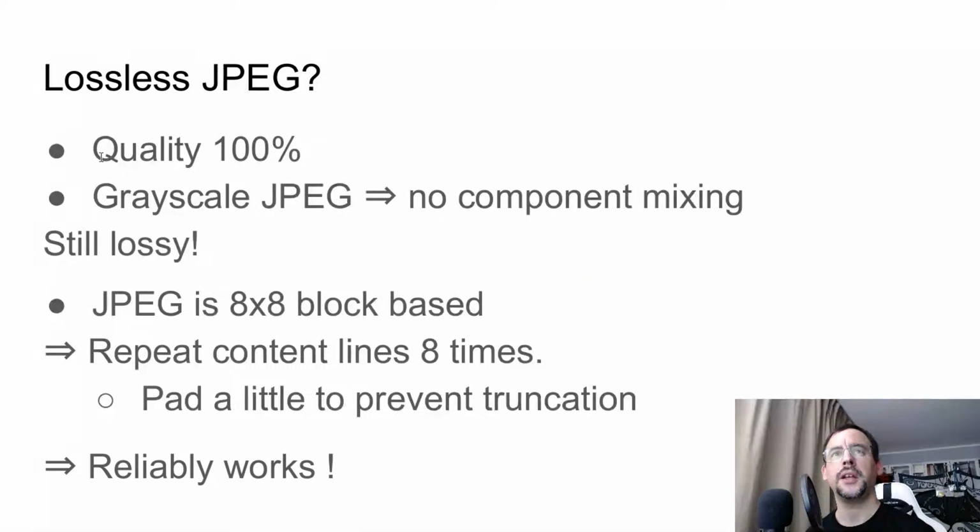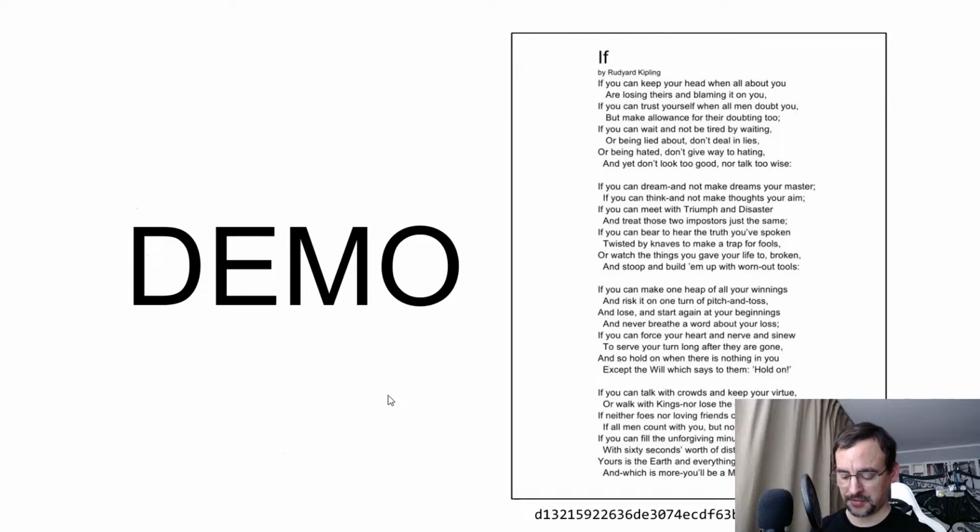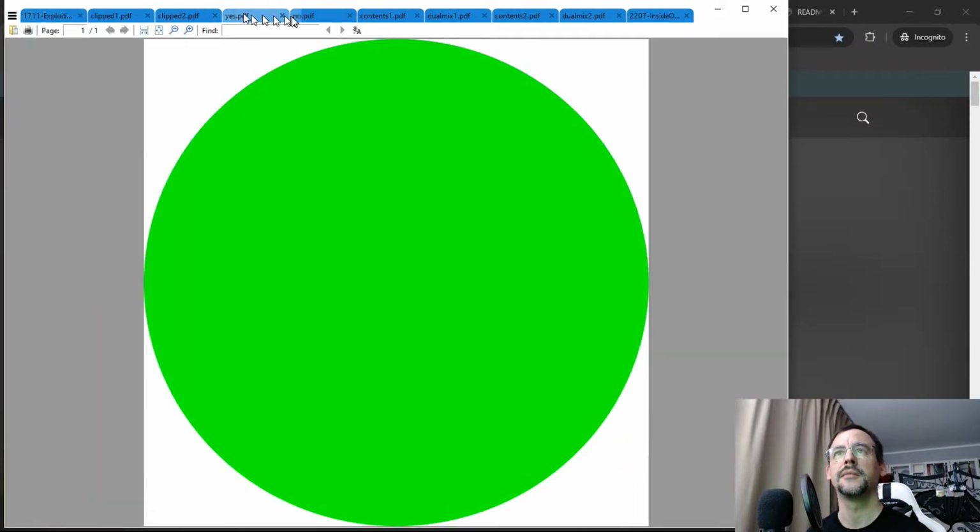But wait, if you store JPEG with quality 100 and you use a grayscale JPEG, which means it doesn't have to mix RGB together, so no risk of loss, then it's still slightly lossy, but JPEG is 8x8 block based. So basically repeat the content lines eight times, and you have to pad to prevent truncation. You just have to align stuff, and actually JPEG can be turned lossless in a very clumsy way, which means it works. So for example, in my case, these are two very simple vector files, extremely tiny.